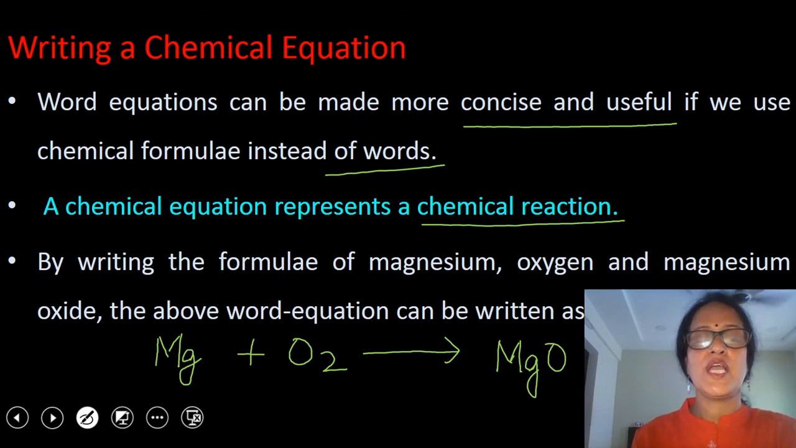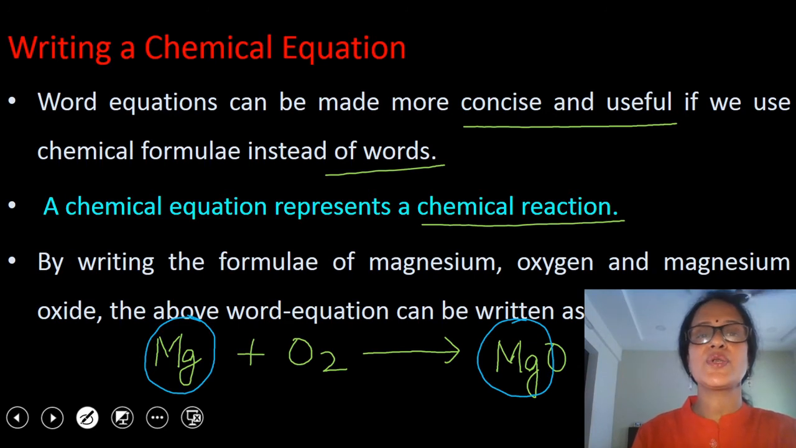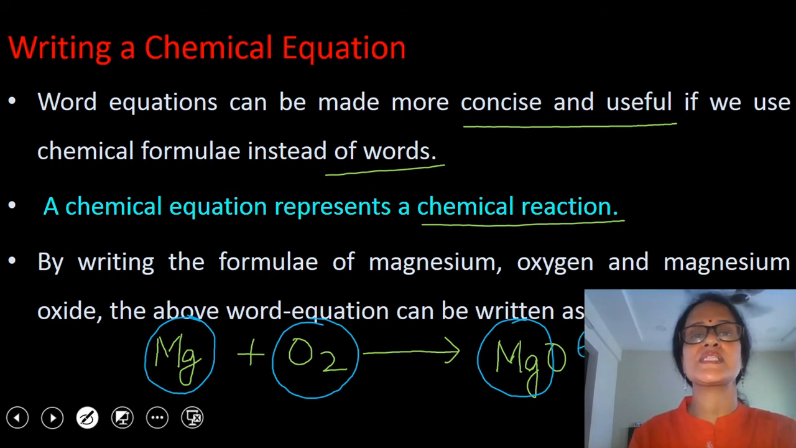Now students, if we count the number of atoms on the reactant and product side, you can see that one atom of magnesium is present on the reactant side. Similarly, one atom of magnesium is present on the product side. So the number of magnesium atoms on the reactant and product side are the same. But if you consider oxygen, you will find two atoms of oxygen on the reactant side, but on the product side you have only one oxygen atom. It means this reaction is not a balanced reaction.